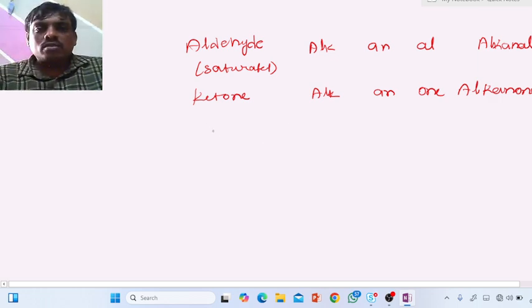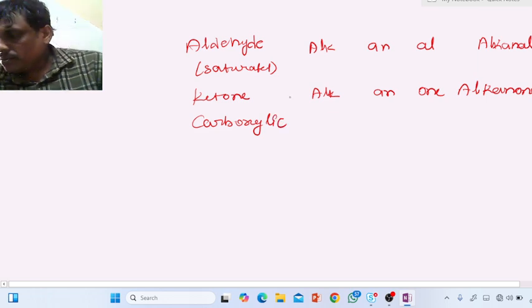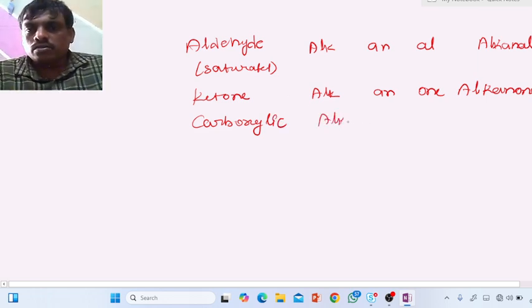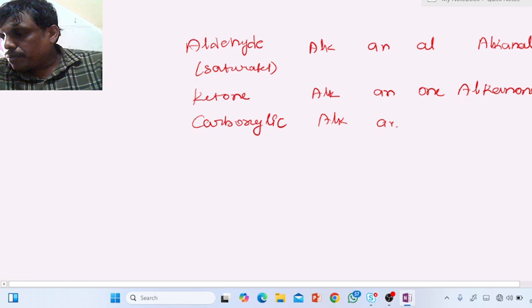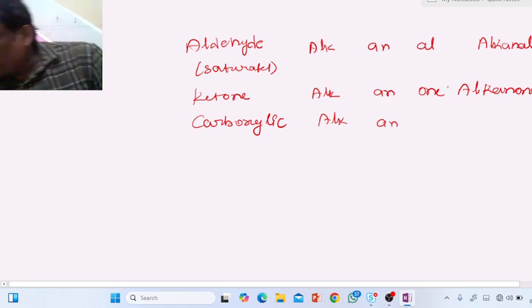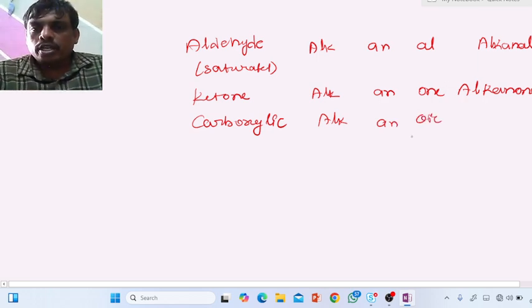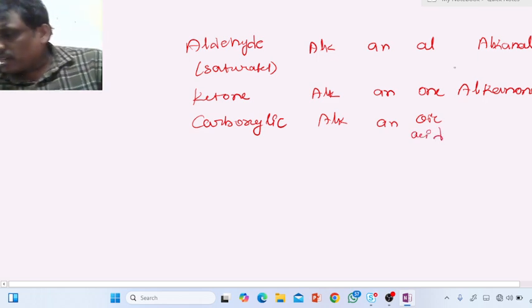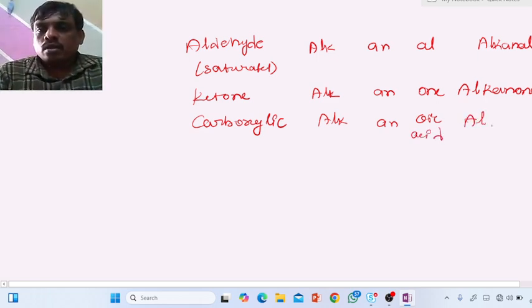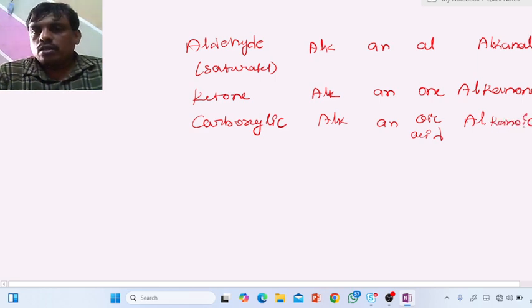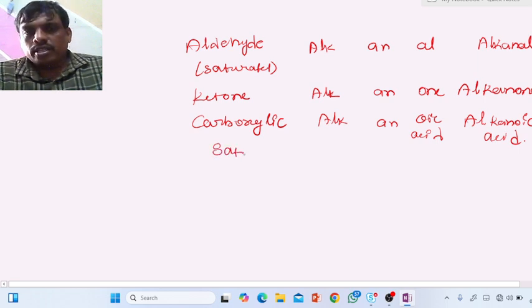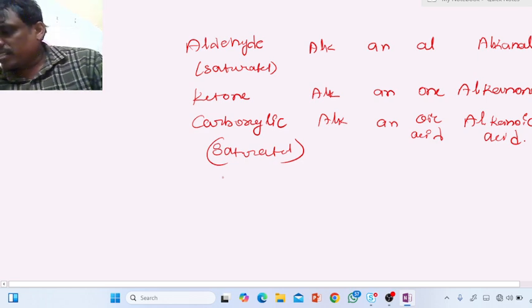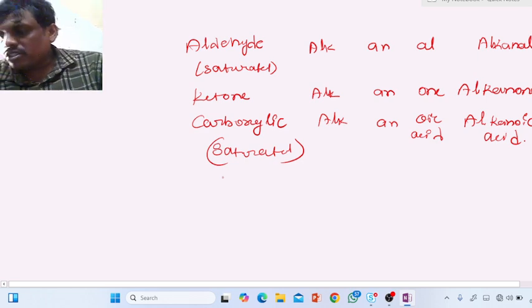Carboxylic group, or carboxylic compound, is there. Alk is the root word and an is the primary suffix, and oic acid. So hence it is alkanoic acid. Alkanoic acid is the generic name. Hence it is a saturated carbon compound. Secondary suffixes are used for some important functional groups.